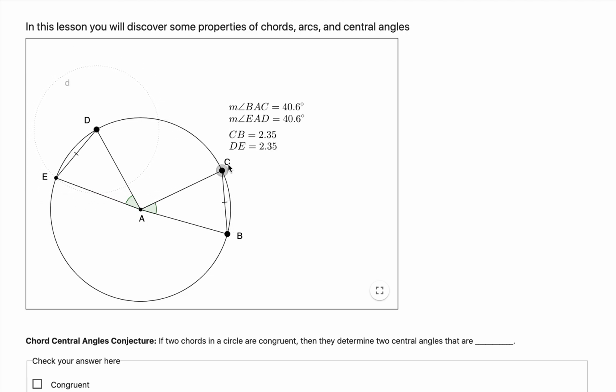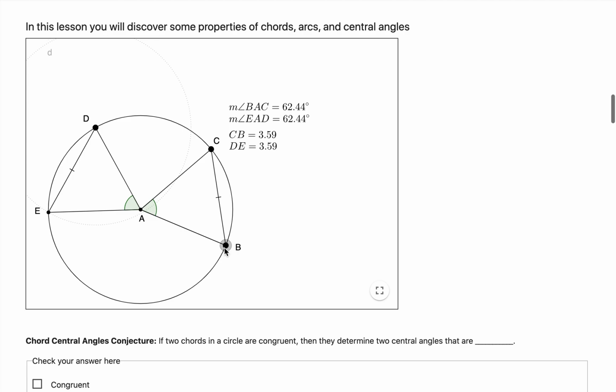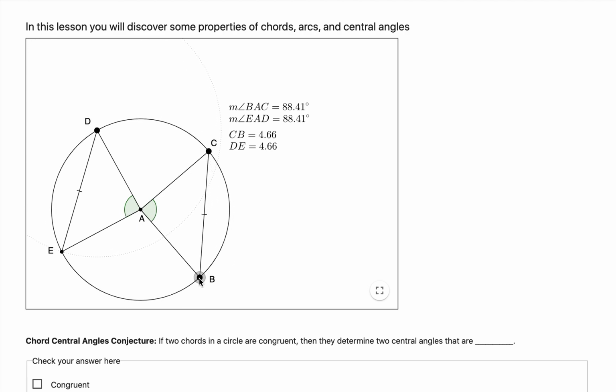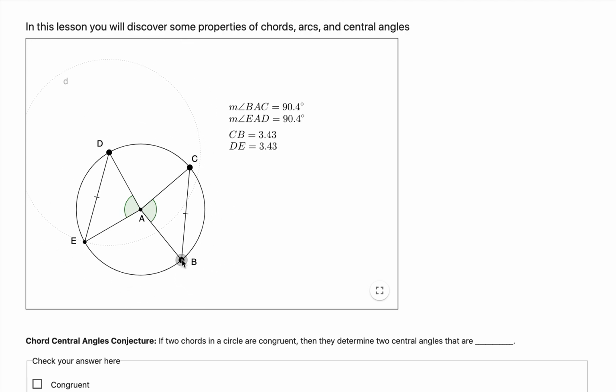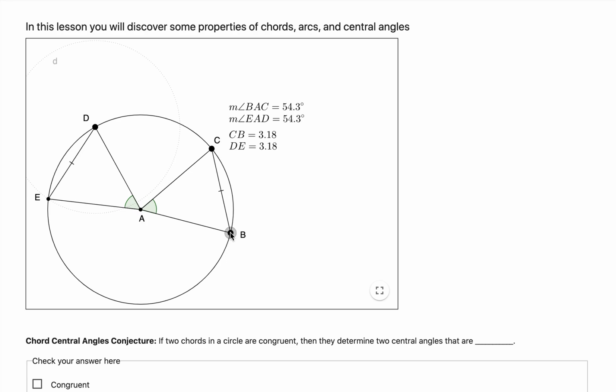As I change the size of the chords as they stay congruent, what do you notice about the central angle measurements that are listed right here? And I'll play around with it a little more as I change the length. If I make the circle smaller or bigger.